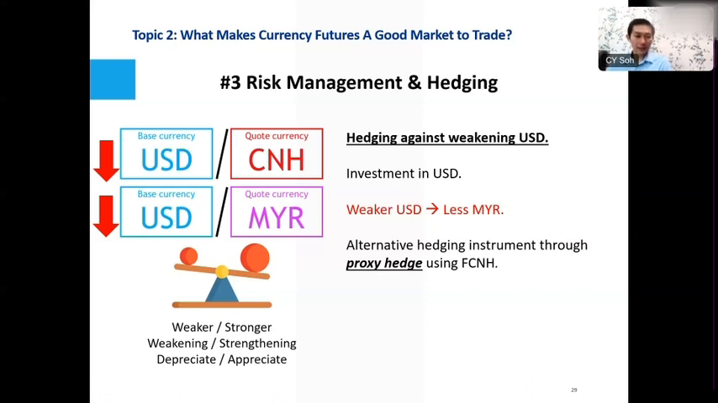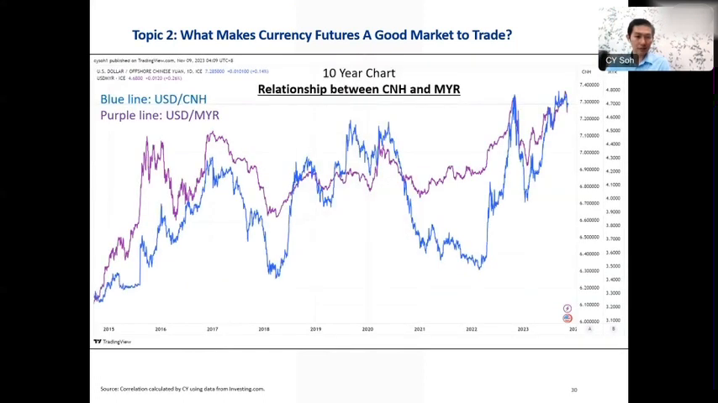Why is it a proxy hedge? Let's have a look at how you are able to do that. Because the Chinese currency, the CNH, and the Malaysia ringgit both have a high positive correlation. Let's have a look at the next few charts. So this diagram is of course a 10-year chart comparison. We are going to look at the relationship between CNH and CNY. The blue line represents CNH and the purple line represents Ringgit Malaysia.